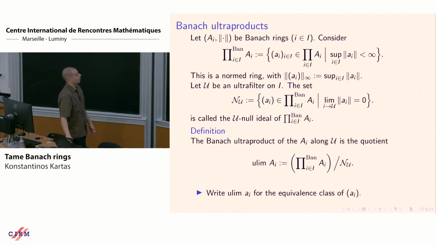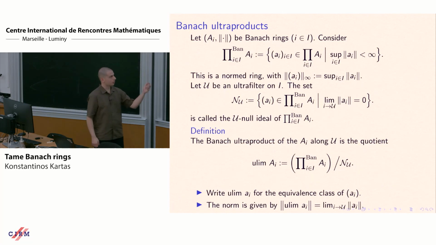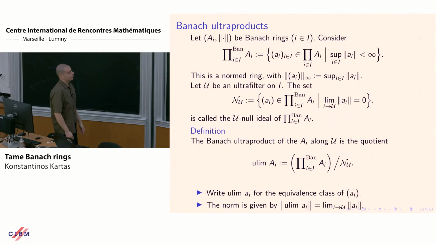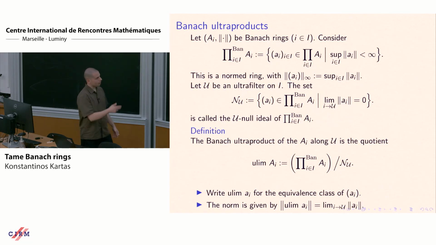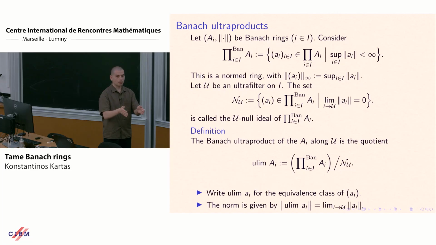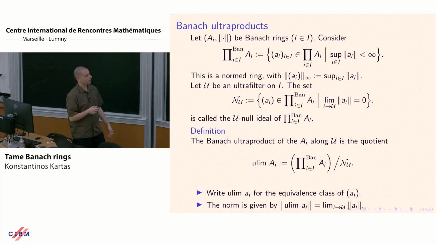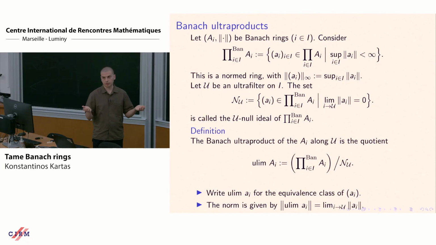So this Banach ultra product is equipped with a norm, which is defined as follows. You take a representative sequence, and the sequence of the norms lives in a compact interval of the real line, just because we have taken the Banach product in the very beginning. And therefore, I can define the limit of this sequence along the ultrafilter. So I get a real number. That's the norm.